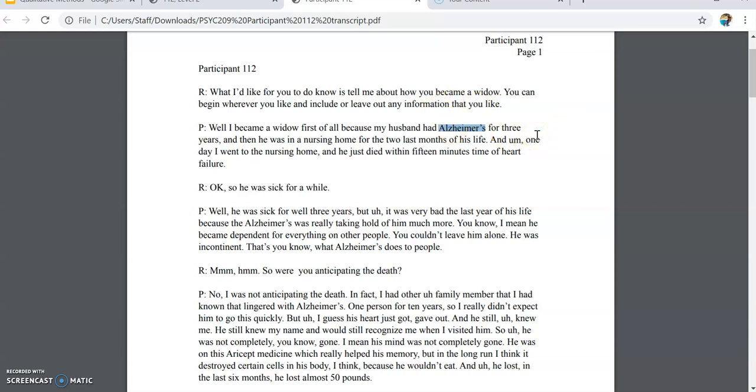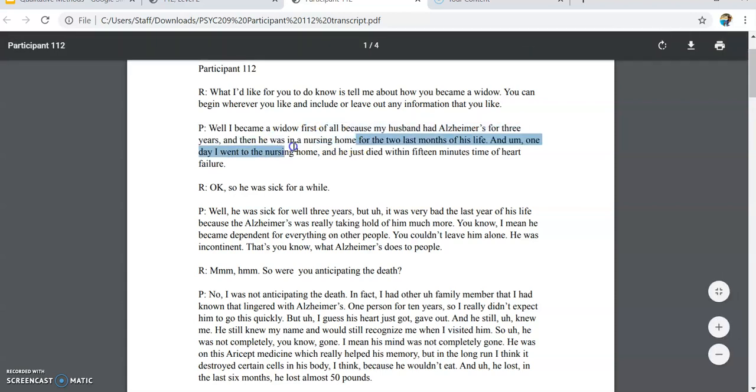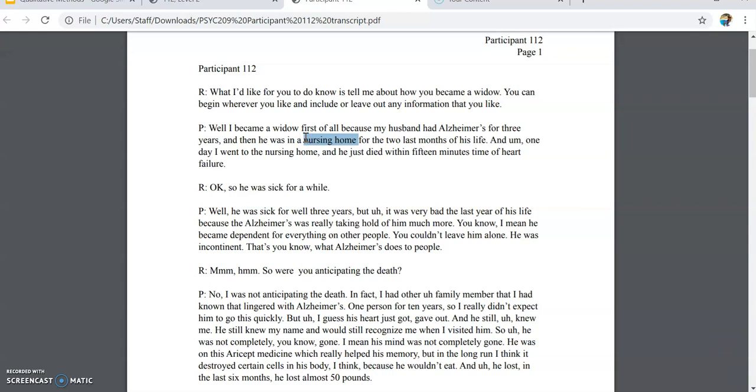I'm going to keep it as Alzheimer's, just keep it tied exactly to what she told me. And then I see this, nursing home. Okay, that seems like it's a relevant piece of her experience becoming a widow. So I would highlight that. I would make the code, I think I'm going to keep it nursing home.